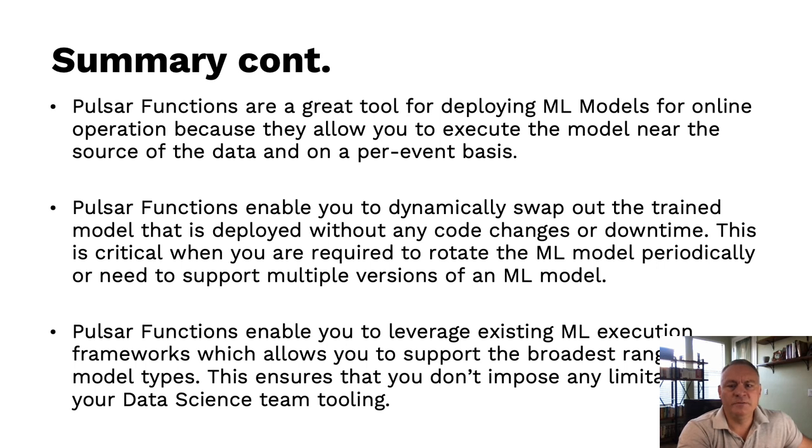Pulsar functions are an ideal framework for this use case because of the following advantages. Pulsar functions can be run on the edge to reduce the decision latency. They are automatically triggered when the conditions in the environment change, i.e. a new sensor reading comes in, a change of a value comes in, and the entire model is re-executed to evaluate those changing environmental conditions. You can dynamically swap in newer versions of the trained model to adjust to various factors over time. And last but not least, you can leverage a wide variety of third-party libraries in order to support the broadest range of machine learning model types and toolkits available.